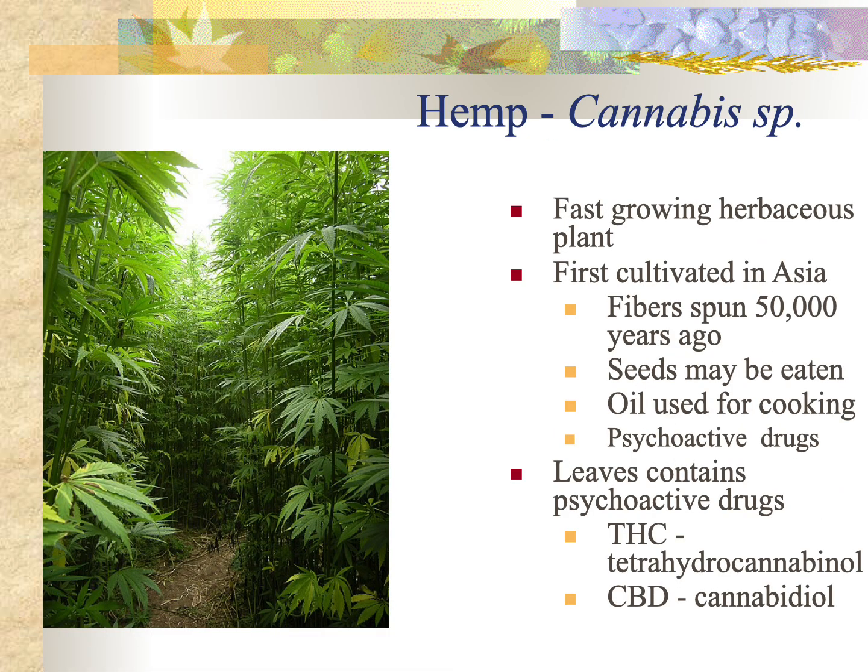I also mentioned hemp, cannabis, a very fast-growing herbaceous plant, a very good source of fibers. It can be used as a source of food and cooking oil, and it also produces a psychoactive drug, THC, and CBDs, other accessory drugs.